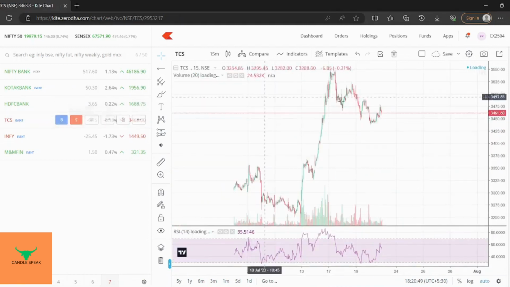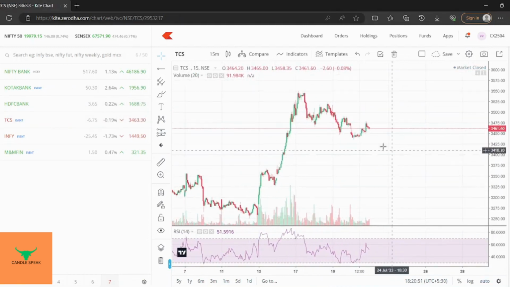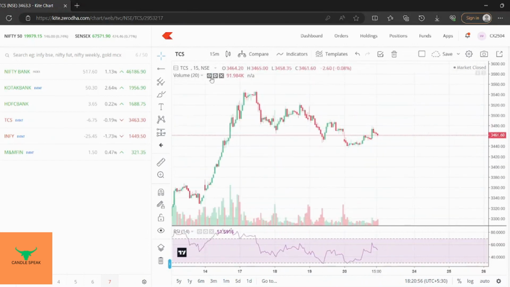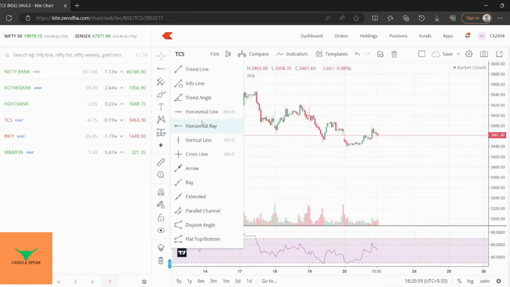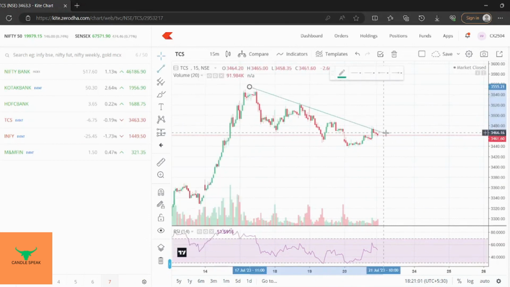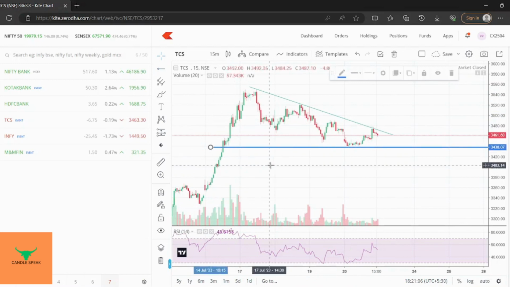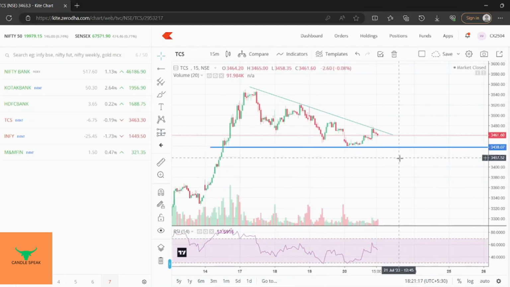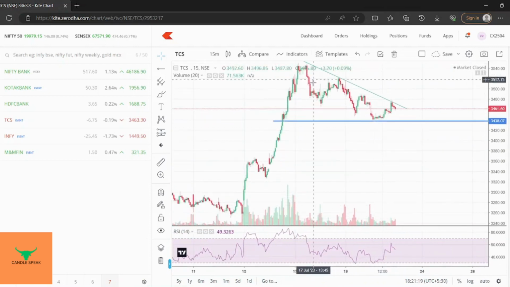So the next is TCS. If the global market is positive, the momentum will depend on that. There is a trend line you can draw from the bottom to top, and similarly you can draw the support area at 3438. This is an important level. If you see some profit booking in the Nasdaq, that can also impact our IT stocks. After a breakdown of 3438, you will get a very good target in TCS.